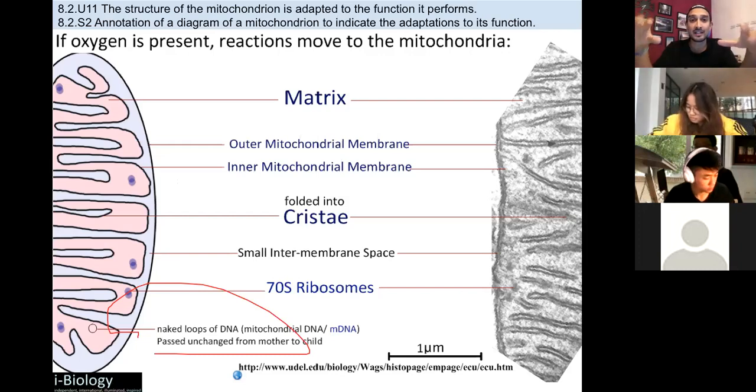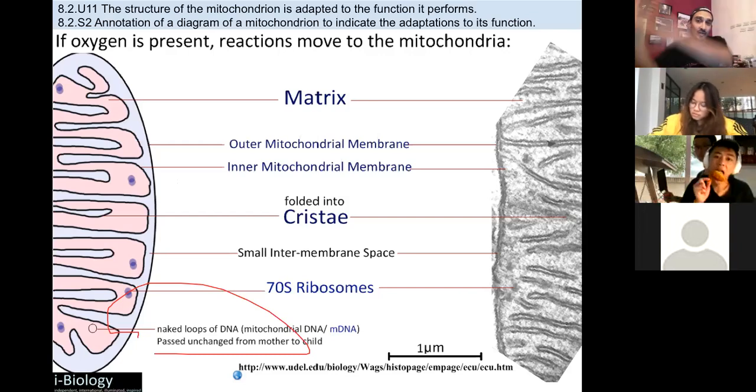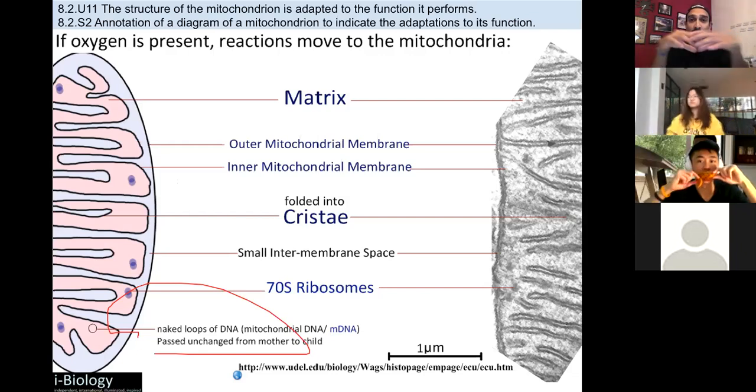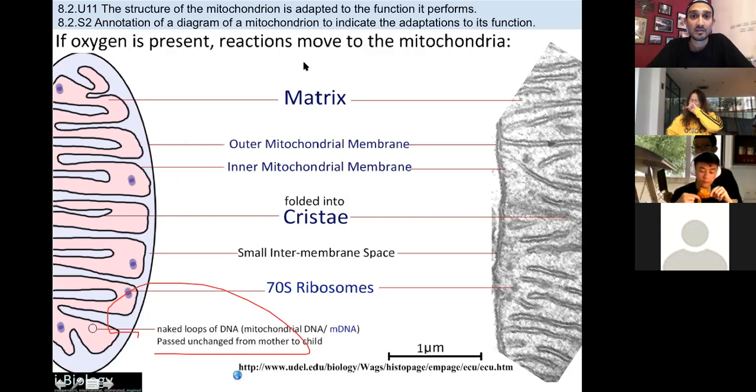So we can't say like, oh, the matrix does this and the cristae does this, because if we do that, we're gonna be covering a ton of different things that we don't know yet. So what we'll actually do is at the end of everything, we'll come back to the mitochondria and you'll be able to add what each of these areas does in the cell respiration process, okay? So for now, we're just labeling, but you should eventually be able to annotate the mitochondria with what each part does.